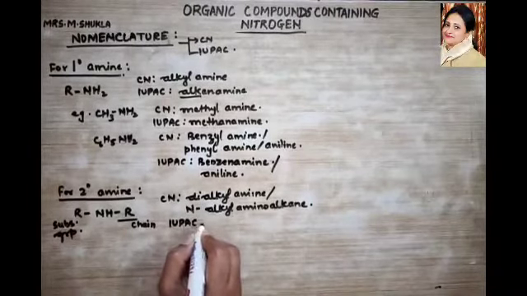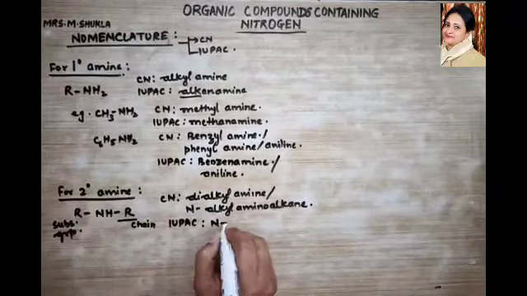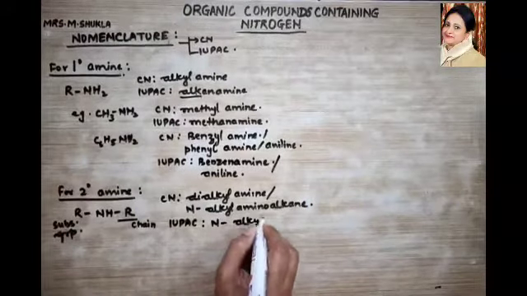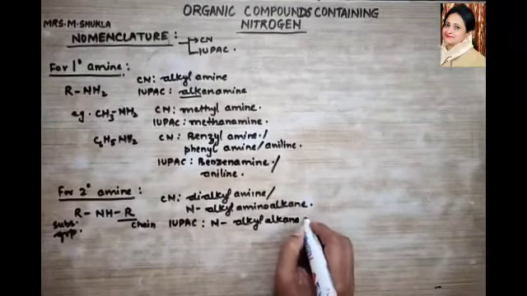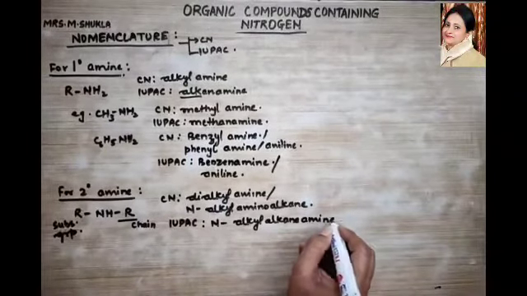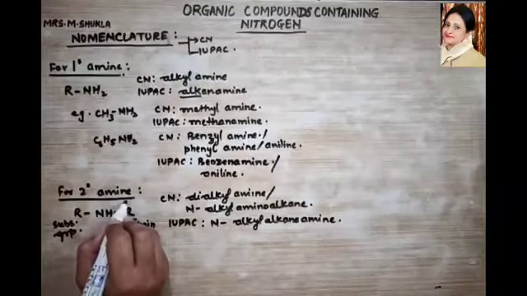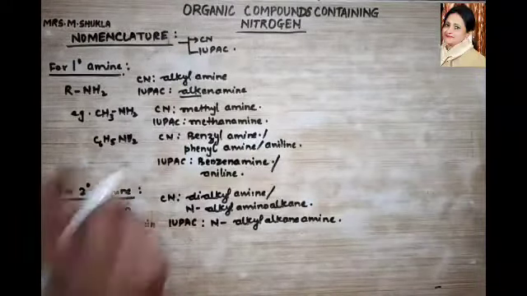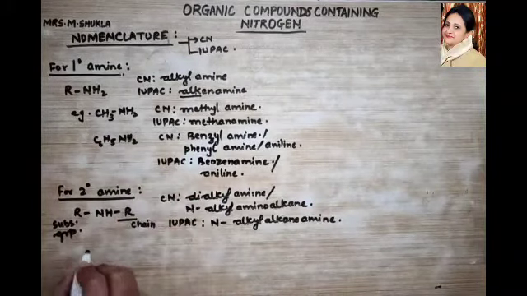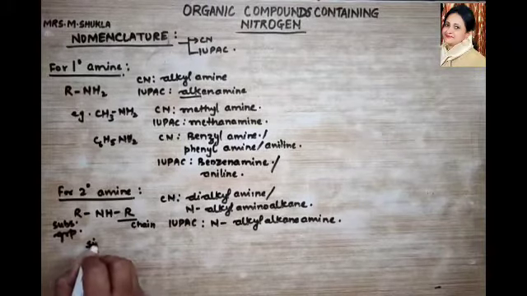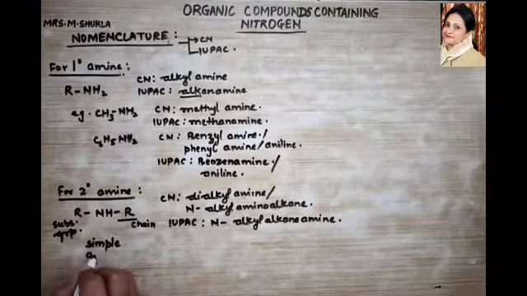Then the IUPAC name. Let's see how to write it down. The IUPAC name given to it will be N-alkyl alkane amine, with the name of the alkane and then amine. Let's come to one example. If you remember, in secondary amines we had mixed amine and simple amine. So let's first take an example of a simple amine, and then we will talk about mixed amine.